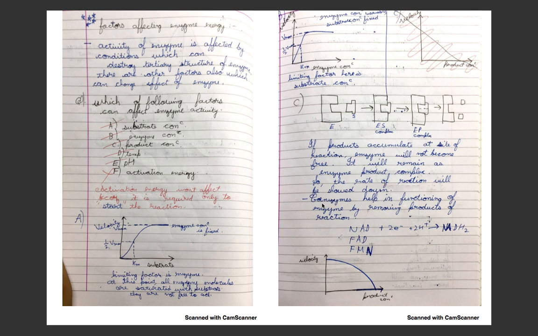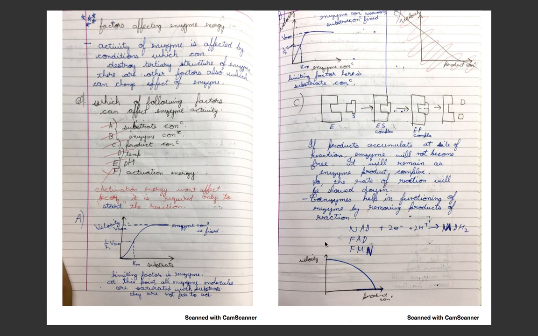Now coenzymes here, not enzymes, help in the functioning of enzyme by removing products of the reaction. For example, if NAD is here, that is an enzyme-product complex, then coenzymes act upon it and form assimilatory power, and this helps in the functioning of enzyme since it removes the products out of it.